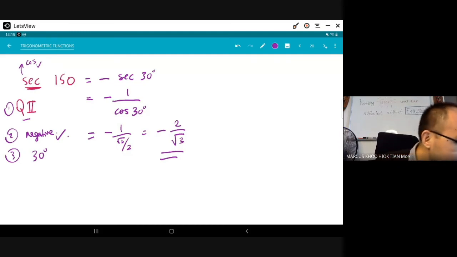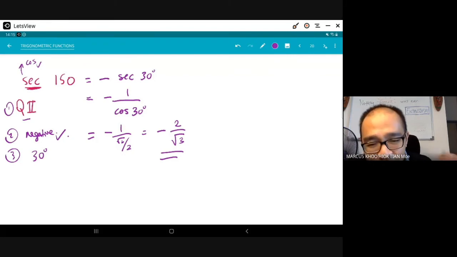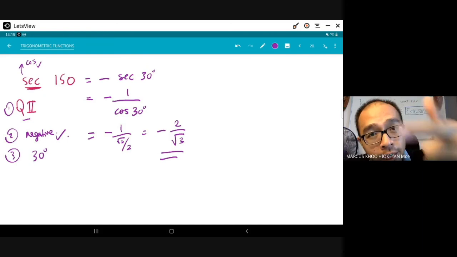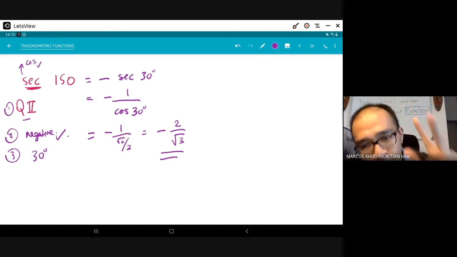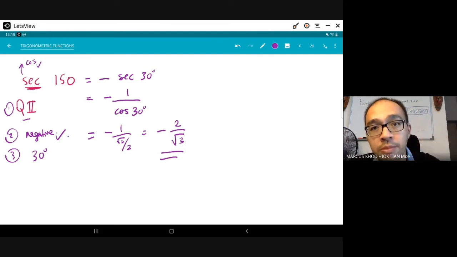Automatic, because the question that I'm giving you says don't use calculator. Give your answer in surd form. Special angles especially. Okay, the 3 special angles, 30, 60, 45. These 3 special angles, you should never give your answer in decimal. You have to give your answer in surd form because it's special angles.